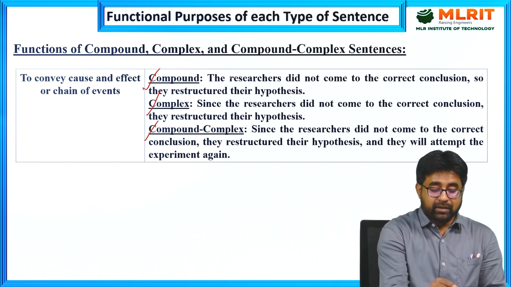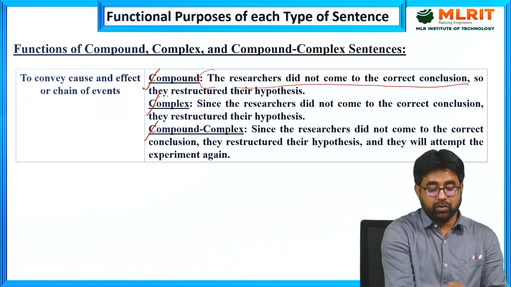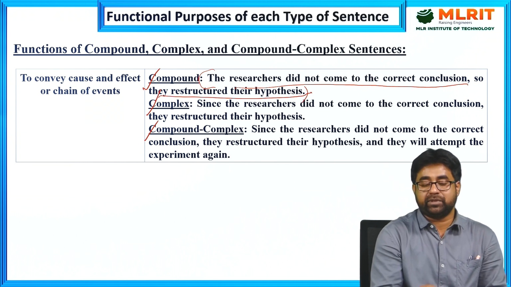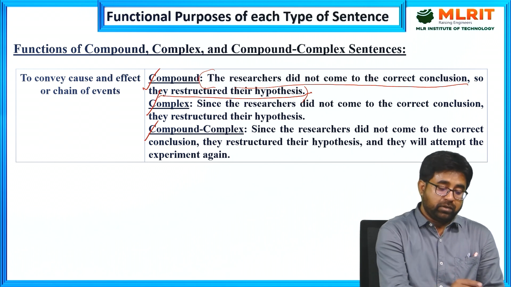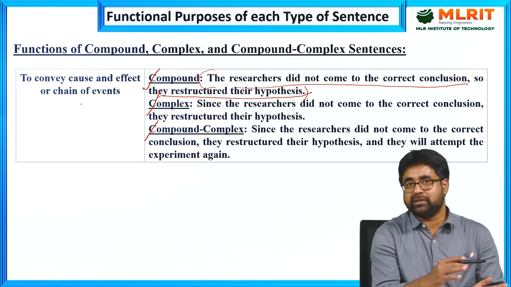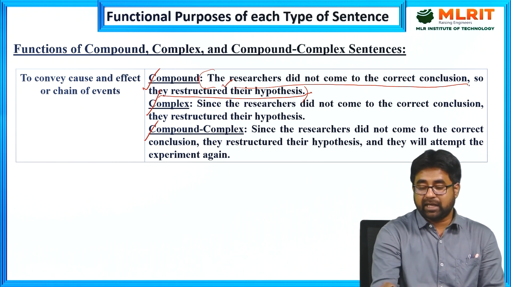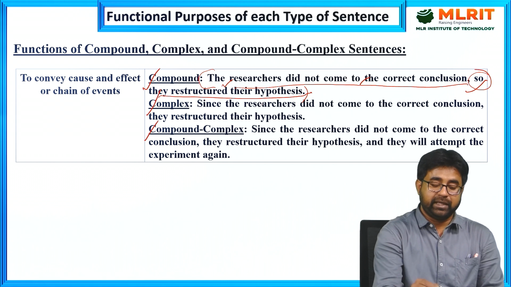So again, just see the compound sentence. The researcher didn't come to the correct conclusion, so they restructured the hypothesis. So you can say I'm talking about cause and effect, and also a chain of events, like a sequence of events. So what am I using? A compound sentence. I join them by using a coordinating conjunction. These are 2 independent clauses.